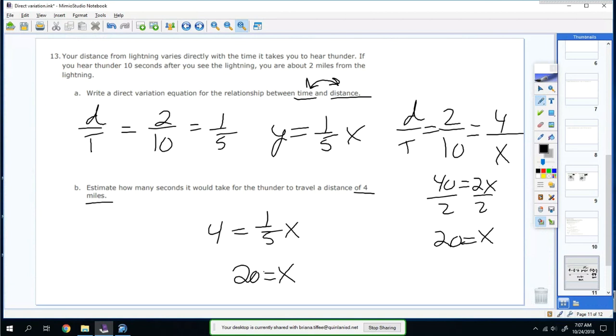All right, guys, you really truly know how to do direct variation. It was just a new vocab word that you're learning.